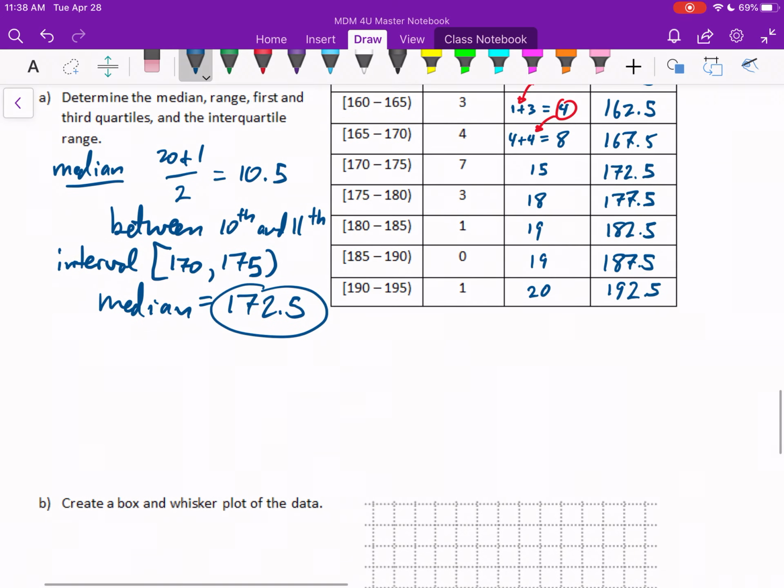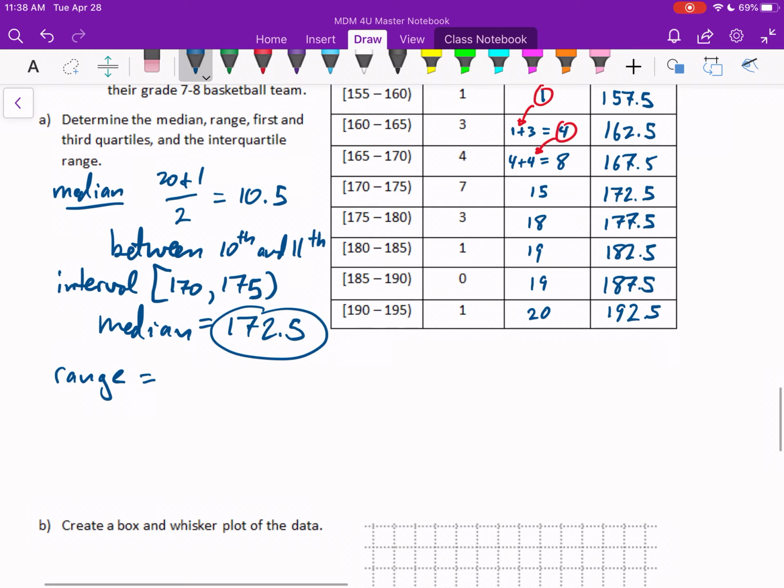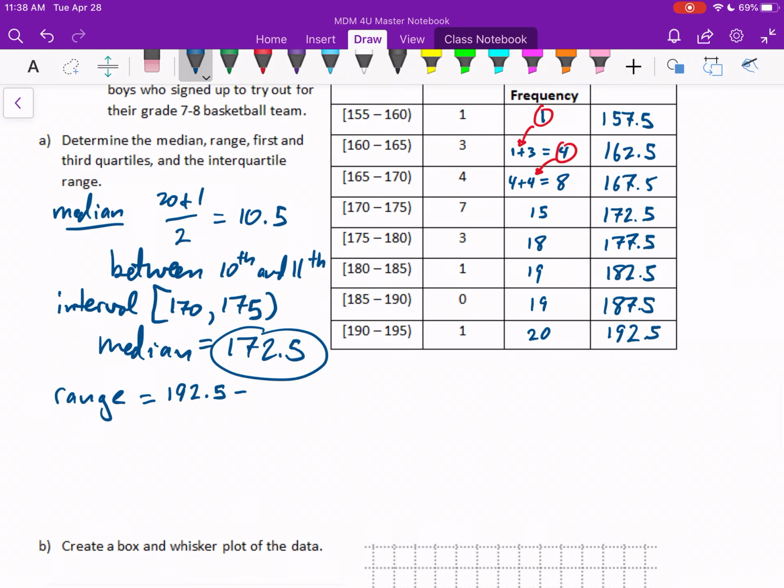Okay, we want to have the range next. The range equals the highest minus the lowest. The highest was 192.5. The midpoint, that's all we have to go on. The lowest was 157.5. And so that would be a difference of 35 centimeters.